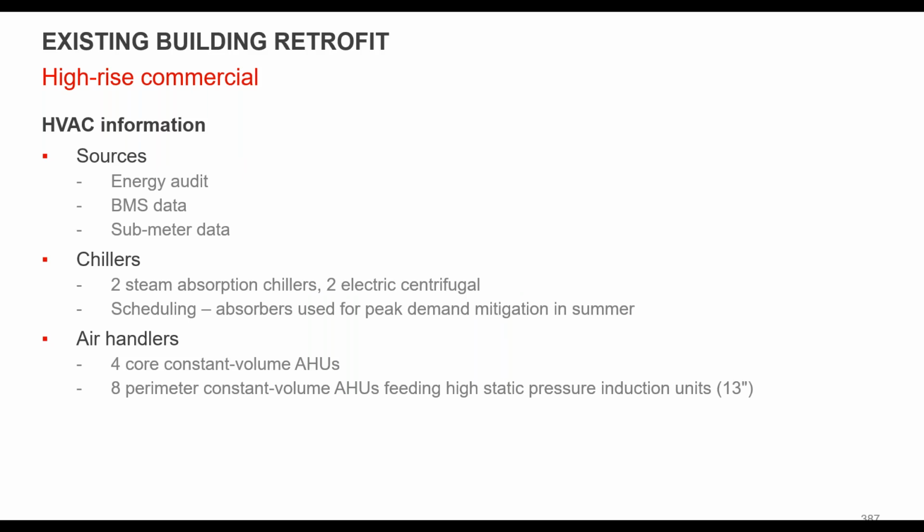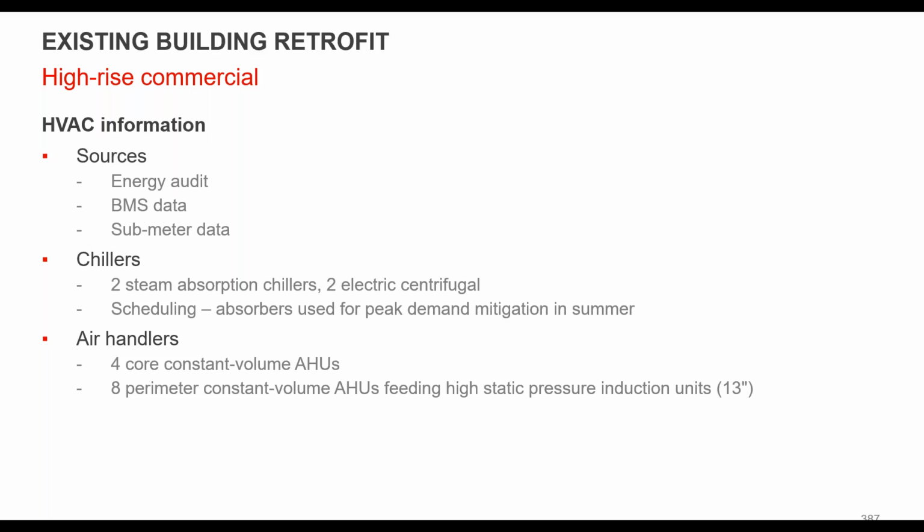On the HVAC, where did we get information? So obviously we did an energy audit to get all of the information from the data. We also looked at the BMS submeter. So the main systems here were two large steam absorbers fired off the district steam system in New York and two big electrical machines. They were running the absorbers basically to cut peak demand in the summertime, so they were only really firing them June, July, August, September. And then the electric machines are kind of the base load for the rest of the year.